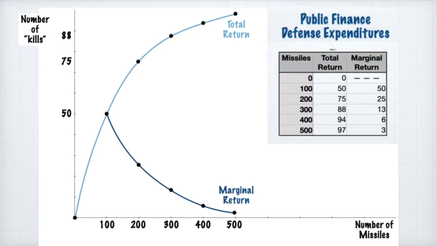So Charles Hitch was one of the first people in the United States to introduce this type of marginal analysis when talking about strategy and expenditures, looking not at the total number of targets being destroyed, but at how many targets are being destroyed on the margin.